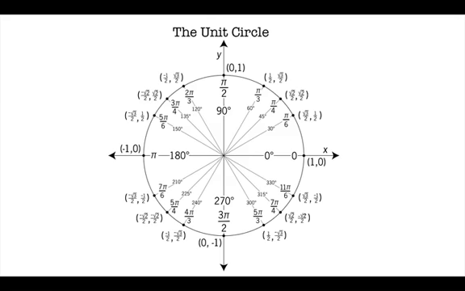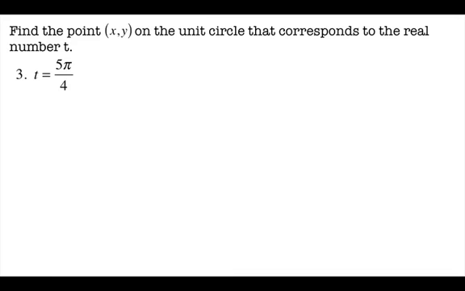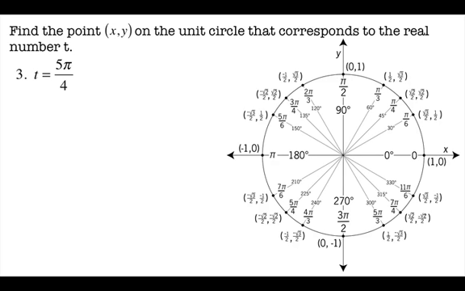The unit circle. By now you start getting familiar with how to generate everything on the unit circle. And we're going to be using this throughout this section. It says find the point xy on the unit circle that corresponds to the real number t. Let's bring up the unit circle, make this a little bit easier, but you're going to have to memorize this eventually, and you should be able to do this problem without looking at the unit circle.